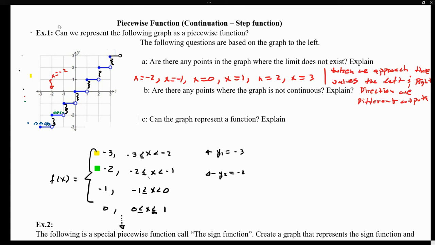So are there any points where the graph is not continuous? Well, I'm just going to write it this way now: when x equals negative 2, negative 1, 0, at 1, at 2, and 3. And why is it? Well, because we have what we call a jump discontinuity.